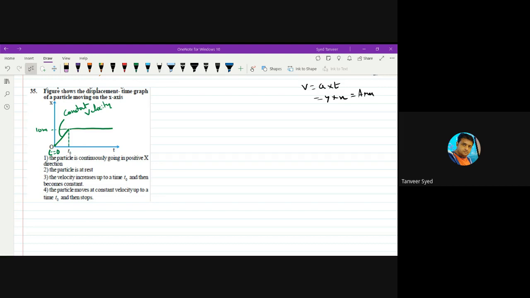So the displacement is not changing with time. Then what does that mean? The body is stopping. At time t naught, it is coming to rest. Okay. Now, first option: the particle is continuously going in positive x direction. Second, the particle is at rest. Third, velocity increases up to time t naught and then becomes constant. Fourth, particle moves at constant velocity up to time t naught and then stops. Fourth option is correct.